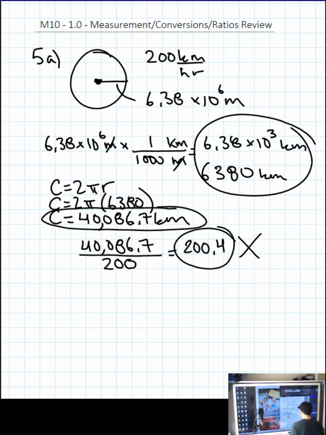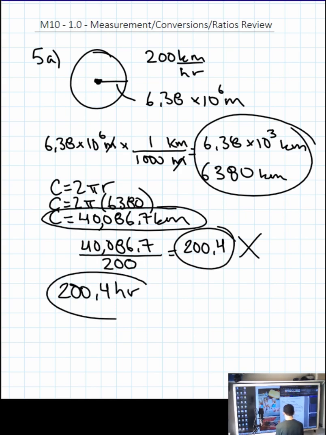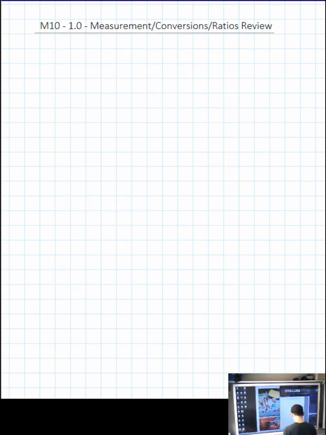So that means if that fits in that many times, then the answer will be 200.4 hours to circumnavigate the globe at 200 kilometers per hour. Okay, so we're now finding unit rates.